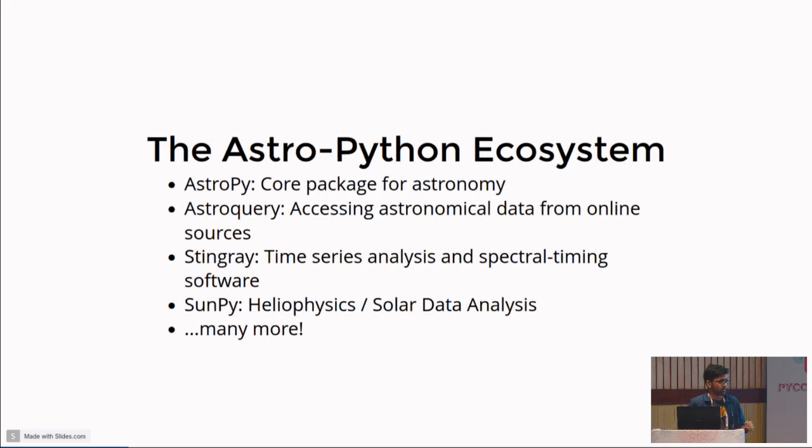So here's what the AstroPython ecosystem has looked like over the years. These packages and projects extend beyond just the packages. There have been AstroPy, AstroQuery, Stingray, SunPy. Some of these I've listed here, but obviously this is very much not an exhaustive list. What I want to get at here is that the existence of all these packages and all this software has been a reflection of the open science movement. What is open science?